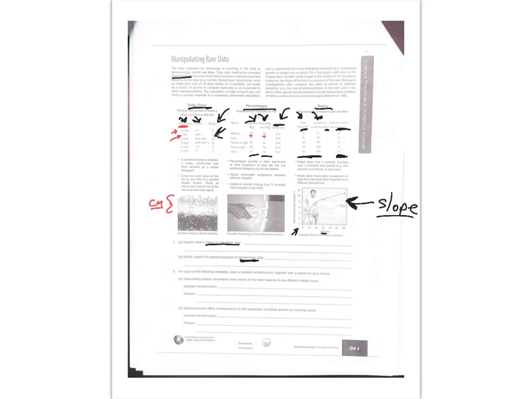For each of the following examples, state a suitable transformation together with a reason for your choice. Determining the relative abundance from counts of 4 plant species in 2 different habitat areas. All right, so think about it. What is that? What could that possibly mean?